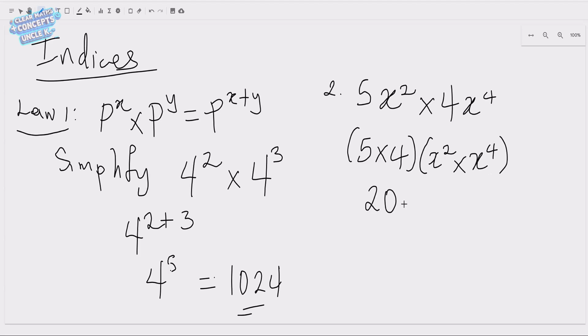So 5 times 4 is 20. Then you have x raised to power. These are the same base, so you can combine them. You have 2 plus 4. So you have 20x raised to power 6. This will be your final answer. Okay, that's how we evaluated that. And then to the next.